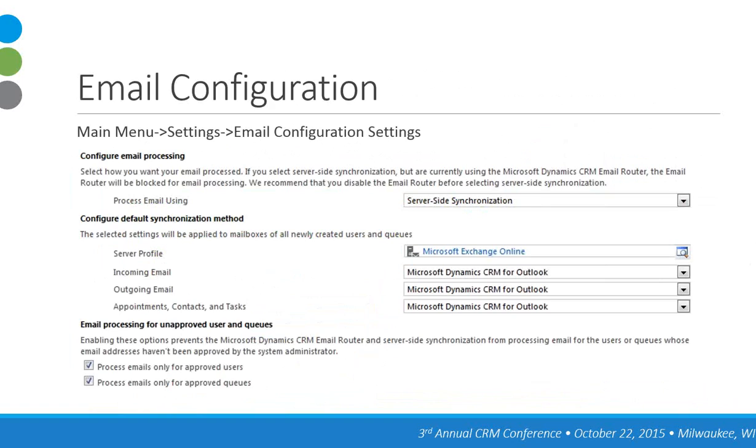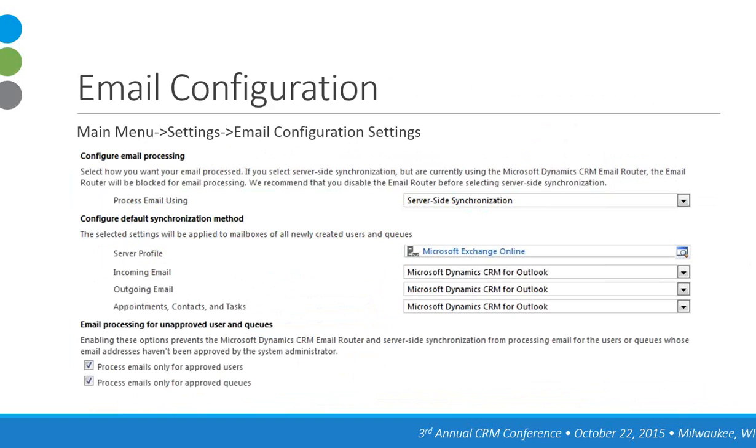Microsoft is looking at making this work with some hybrid deployments in the future, though. So in the first option, you want to use process email either using server-side sync if you have that ability, or the CRM email router or Outlook client. And then the server profile is really only necessary if you're going to be using server-side synchronization.